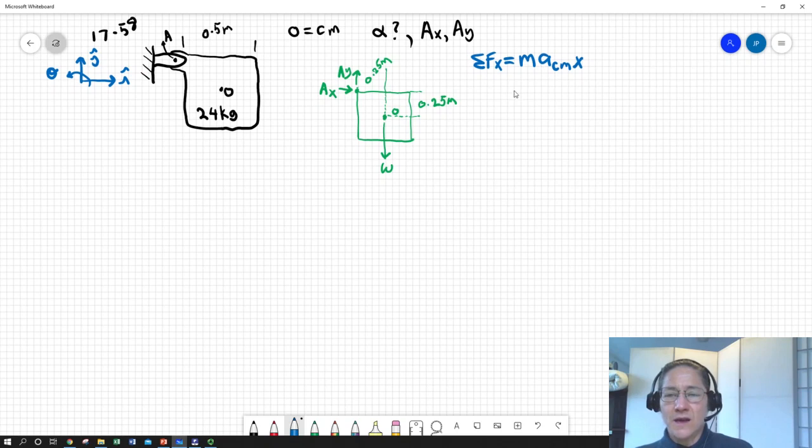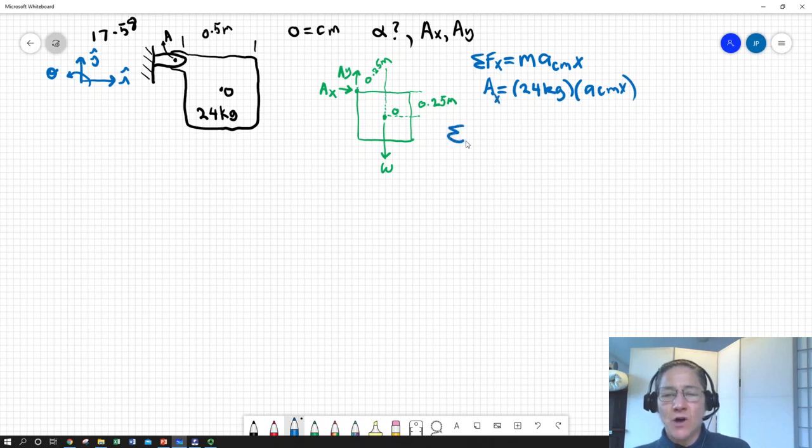So we can say that will equal, wait a minute. So right now we know we have one force. The sum of the forces in the x direction is easy. That's a sub x. So it's going to equal 24 kilograms times whatever the acceleration of the center of mass of that plate is, its x component, a sub x.